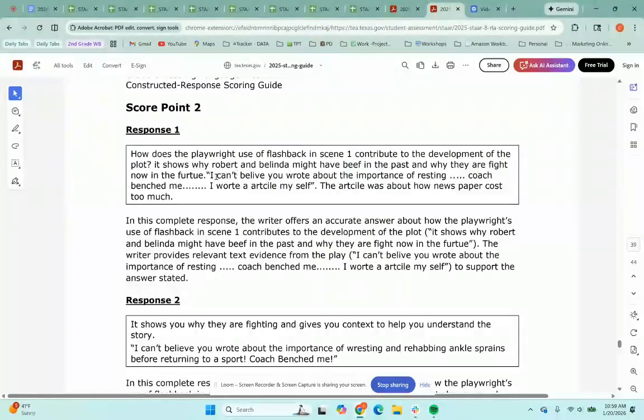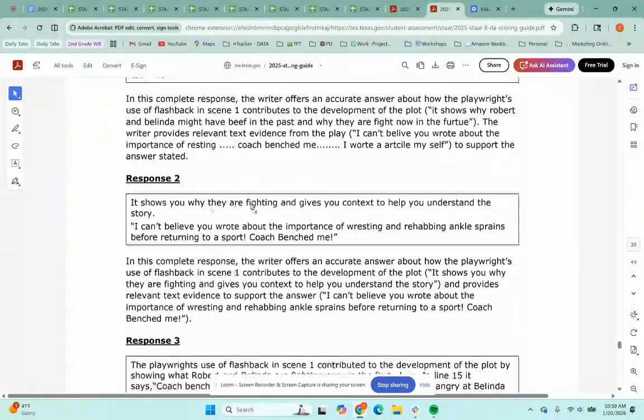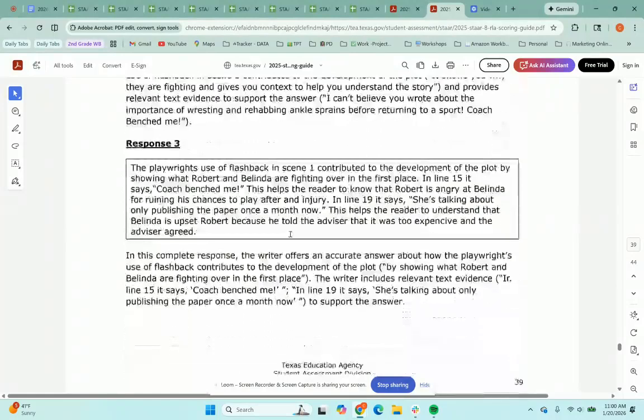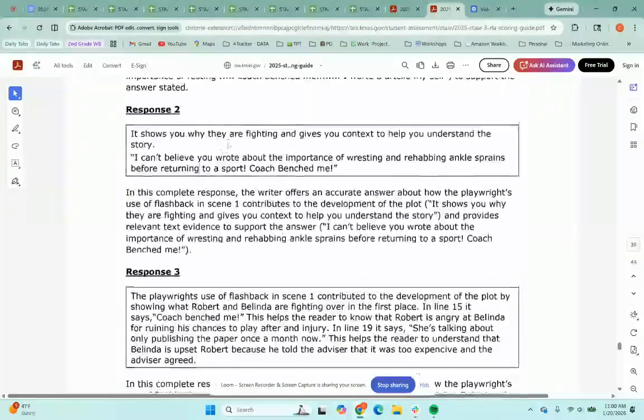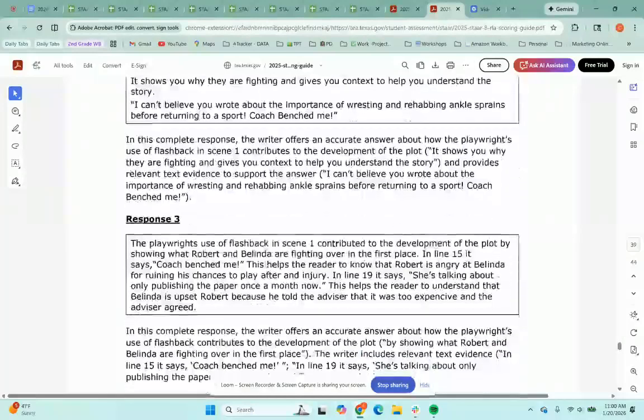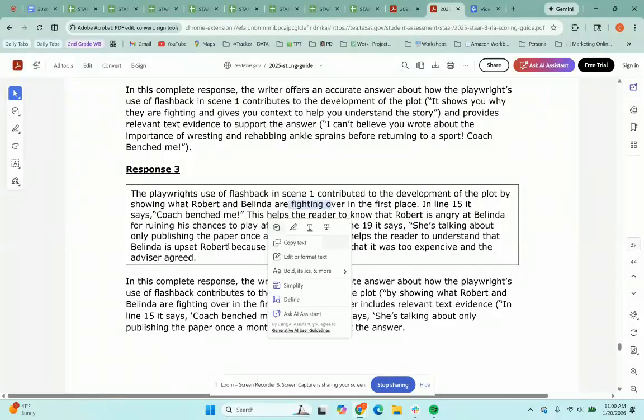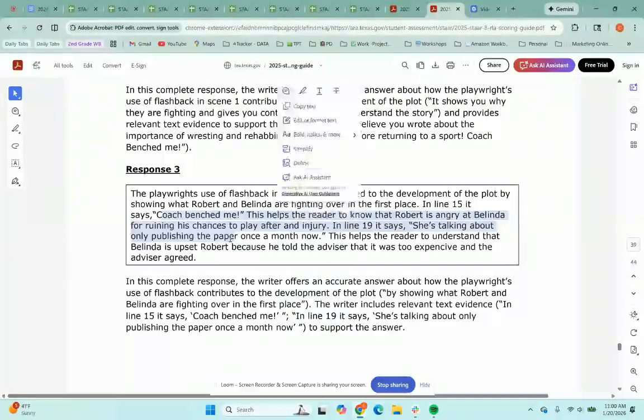For the evidence, it says, I can't believe you wrote about the importance of resting. Coach benched me. That shows he's angry. So that got the 2 points. Okay, here's another one. They're fighting. I can't believe you wrote same evidence. Correct. So that's what they were looking for. So if they get the correct evidence and they have the right answer, even if they do it in a different way, they get the 2 points. This one also has about fighting and the same quote.